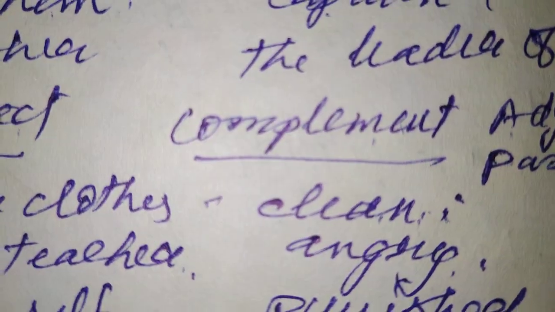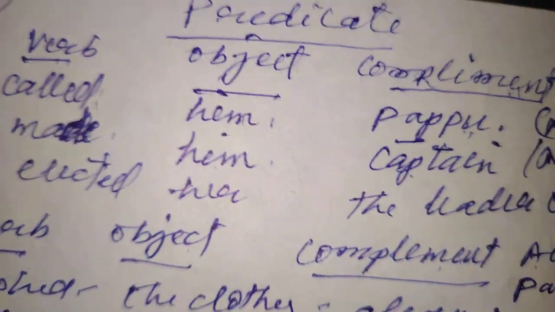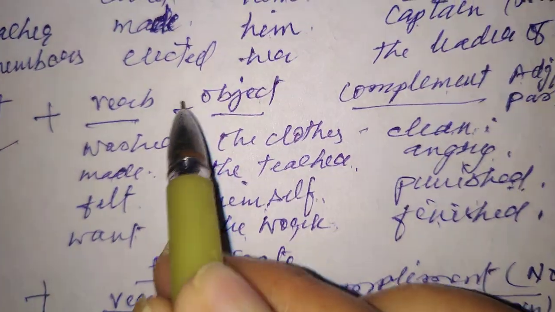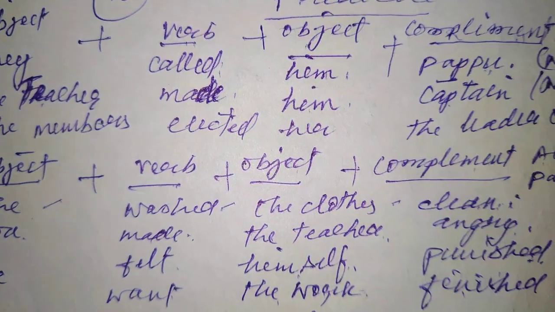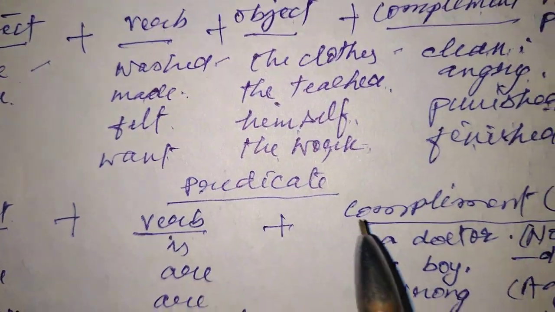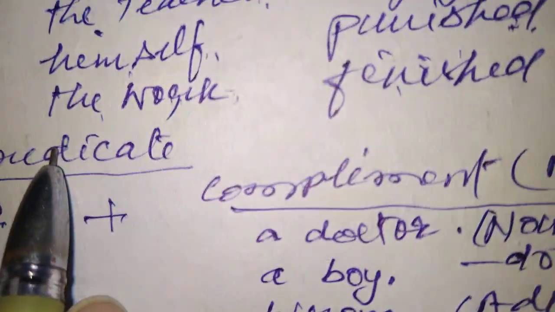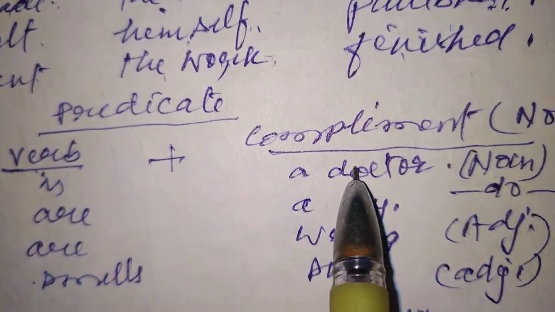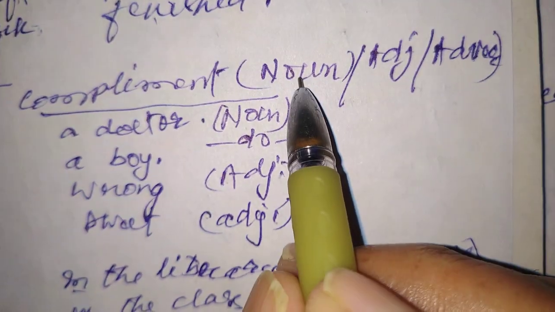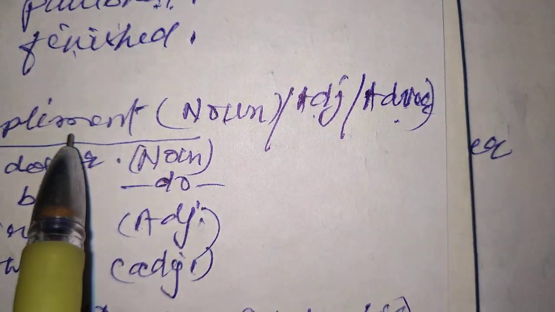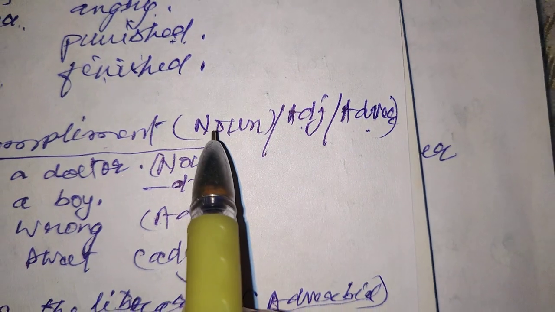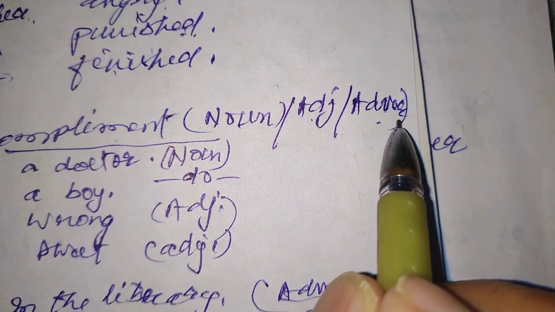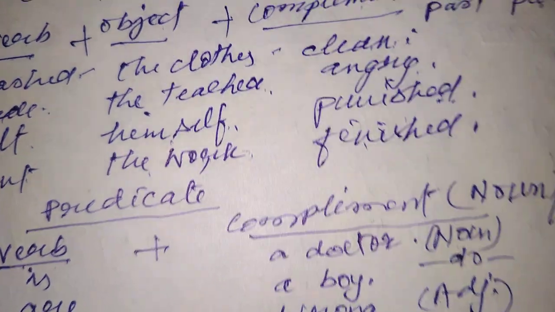Next, subject plus predicate, and predicate is further divided into two parts, verb and the complement. Complement, which sort of complement? Noun or adjective or adverb. We will make complement out of these three headings: noun, adjective and adverb. So let us see the examples.